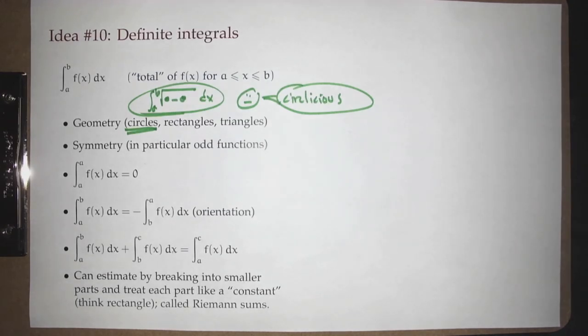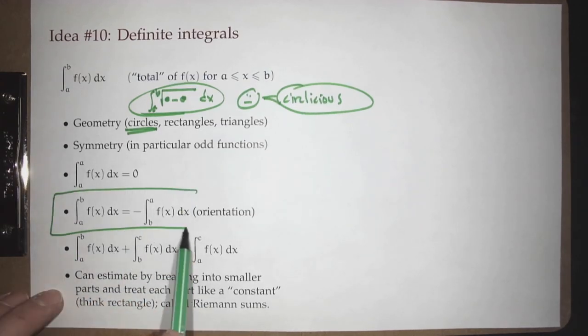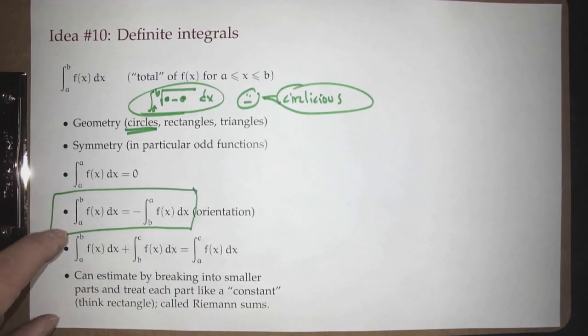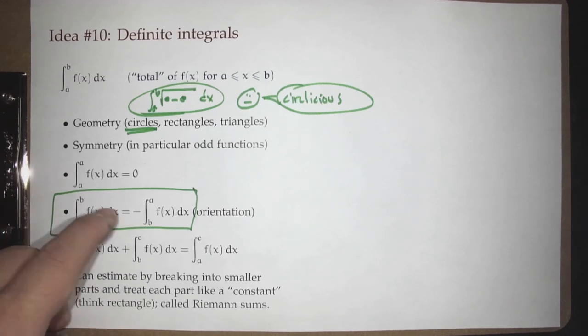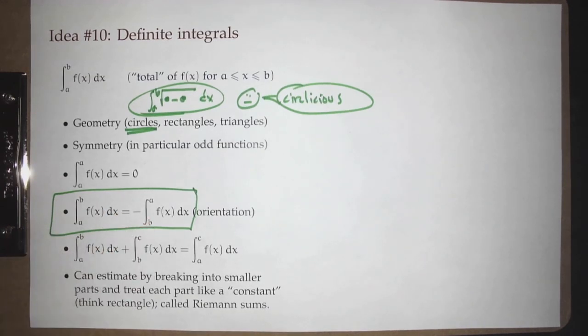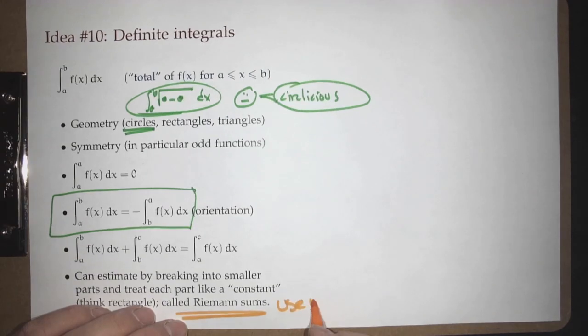Look for odd functions. Odd functions can be useful. Remember orientation. If you swap the order, throw a negative in. Don't forget that. That's important. And we can do Riemann sums. I can't remember. Are Riemann sums still on our list of things that might show up? I don't remember. But if not, just remember Riemann sums are just use rectangles. That's all that we need.